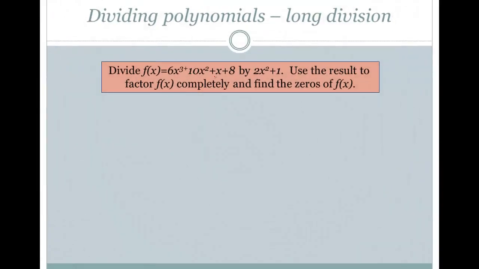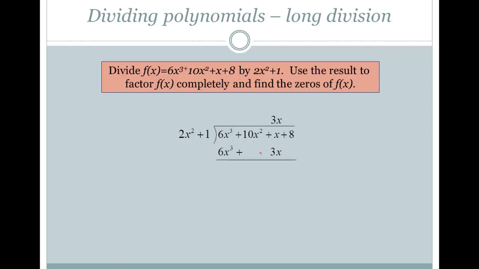6x cubed plus 10x squared plus x plus 8. Divide that by 2x squared plus 1. Okay, let's look at this. If I do this here, I got to ask myself, what do I multiply 2x squared by to get 6x cubed? Well, I multiply that by 3x. And then if I distribute through, I'll get 6x cubed.